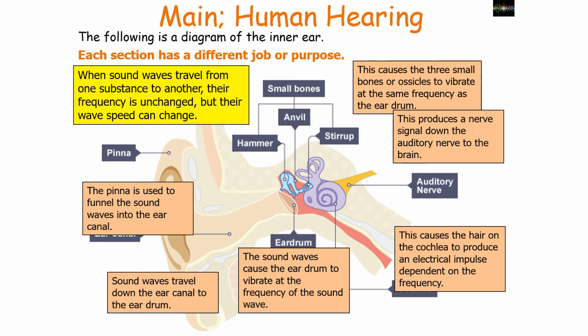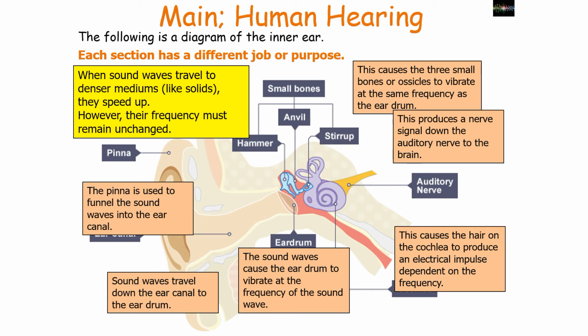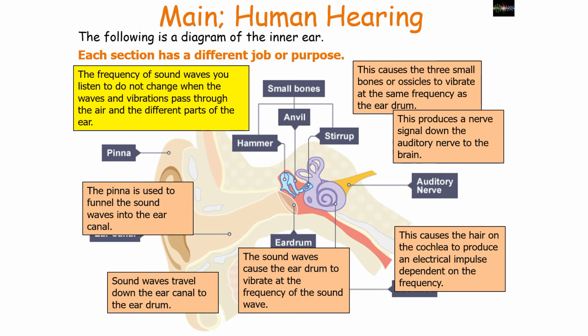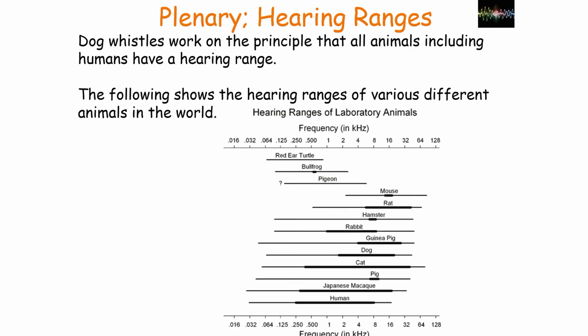Now when sound waves travel from one substance to another, their frequency is unchanged, but their wave speed can change. When sound waves travel to denser mediums like solids, so when the sound wave encounters the eardrum for example, they will speed up because mechanical waves travel faster in solids. However, their frequency must remain unchanged. So this means that the wavelength of the sound wave gets longer. So just to clarify, the frequency of sound waves you listen to does not change when the waves and vibrations pass through the air and the different parts of the ear.